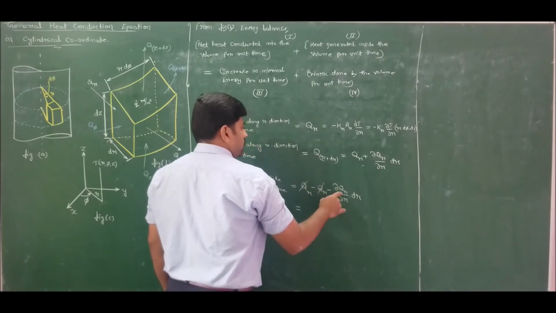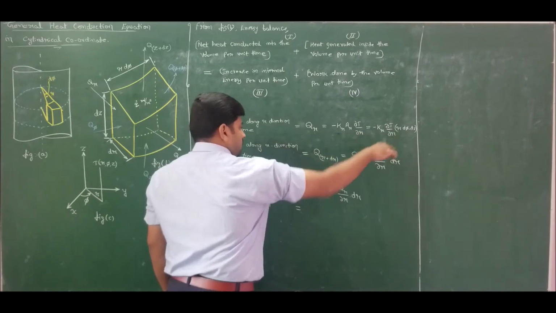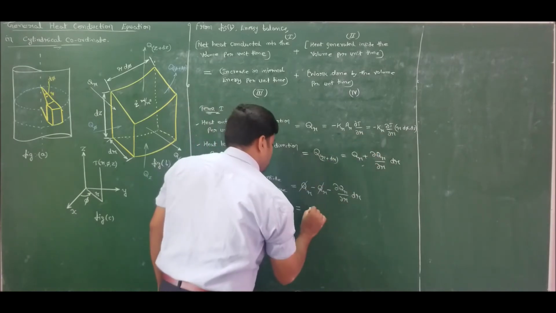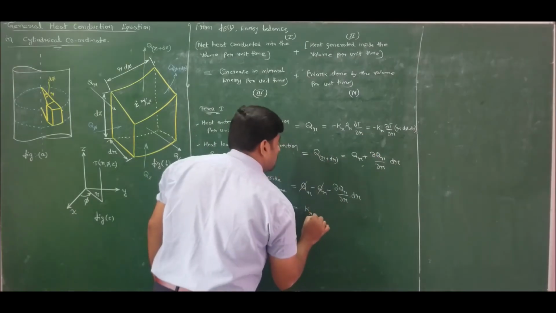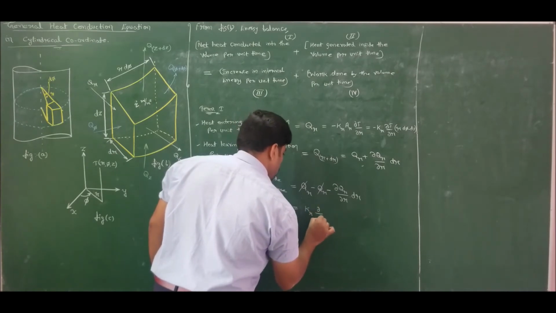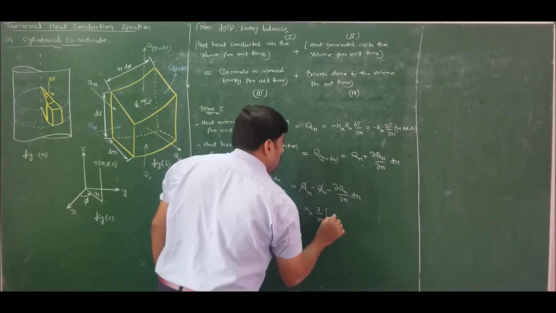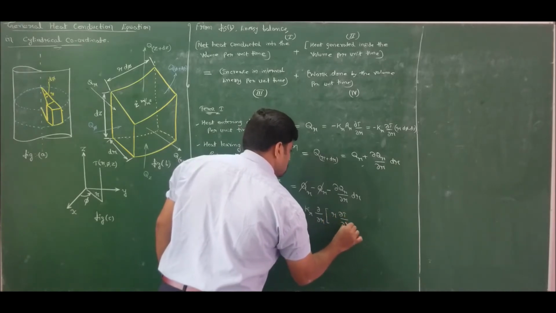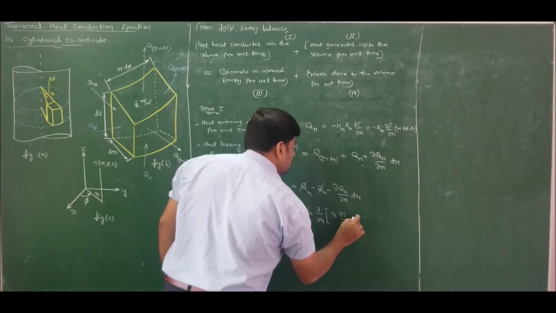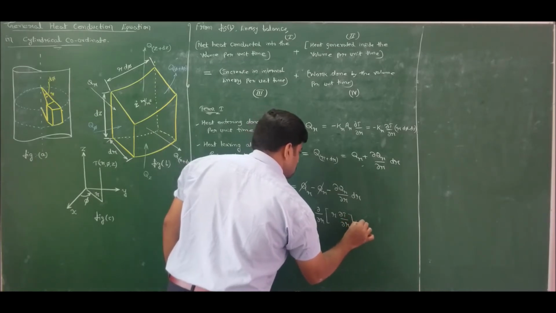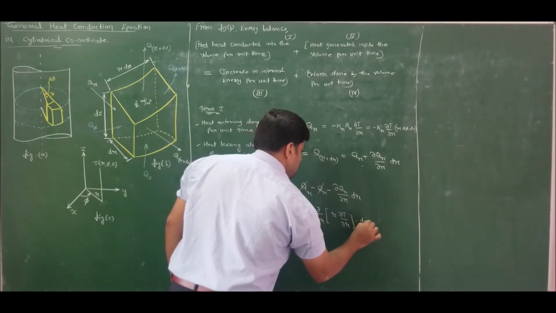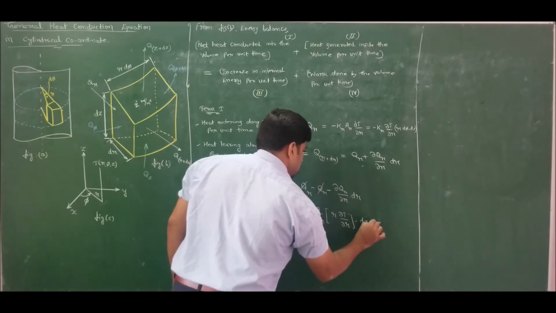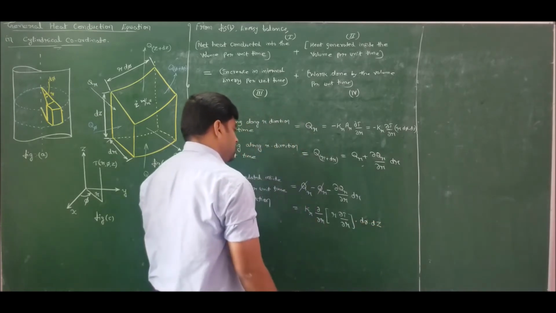Now we know the value of Q R here, that is already known to us. Minus of minus will become plus, so therefore it is K R dou by dou R of R dou T by dou R into d phi dz.